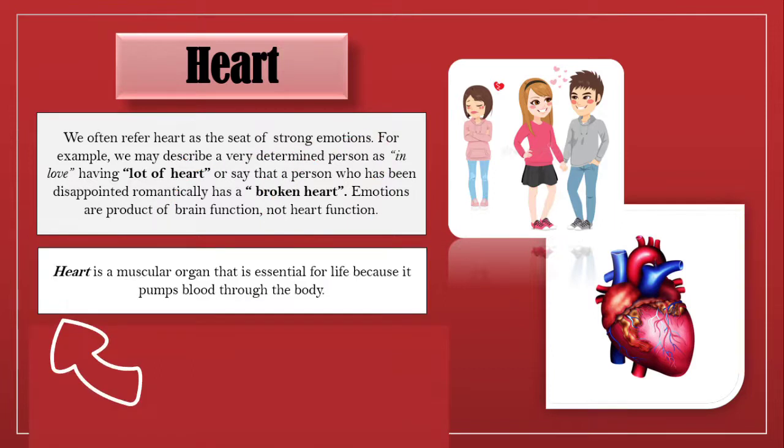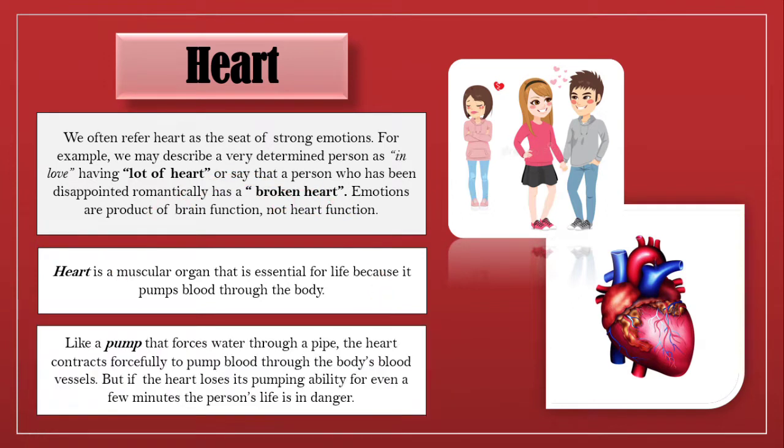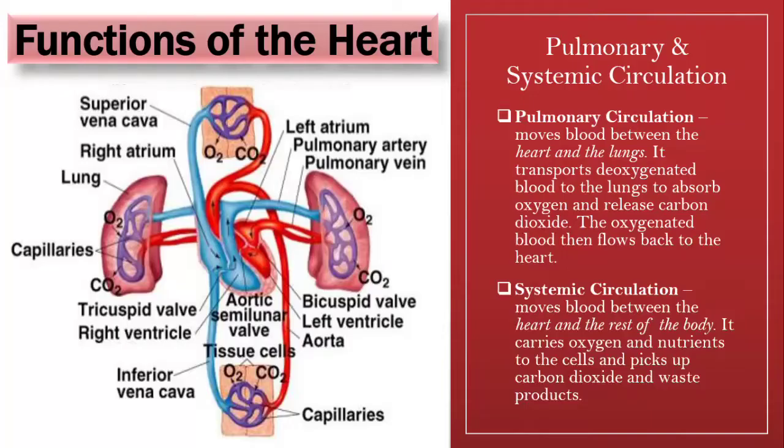So the heart is a muscular organ that is essential for life because it pumps blood through the body. Like a pump that forces water through a pipe, the heart contracts forcefully to pump blood through the blood vessels. But if the heart loses its pumping ability for even a few minutes, the person's life is in danger. Although it is a single structure, the heart is actually two pumps in one.